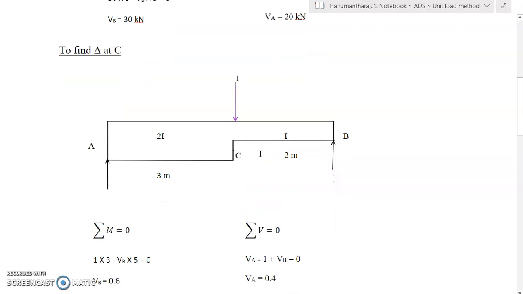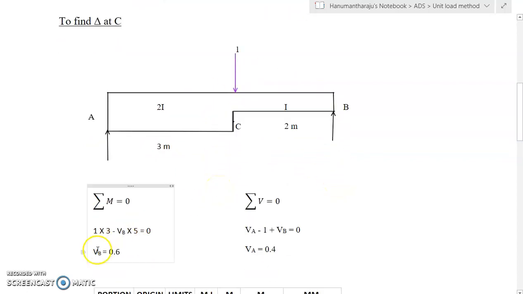Apply the equations of equilibrium, sigma M equal to 0, take moment about A, VA into 0, 1 into 3 produces a clockwise moment, plus 1 into 3 here minus VB into 5. We are getting the VB value as 0.6. Apply another equilibrium condition, sigma V equal to 0, VA upward positive minus 1 plus VB equal to 0. Substitute the value of VB 0.6. We are getting VA as 0.4.